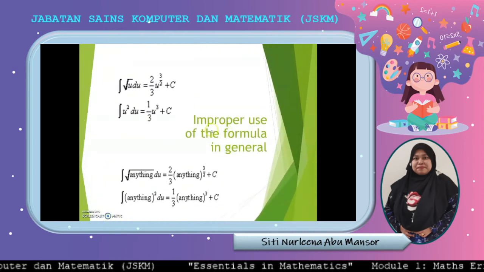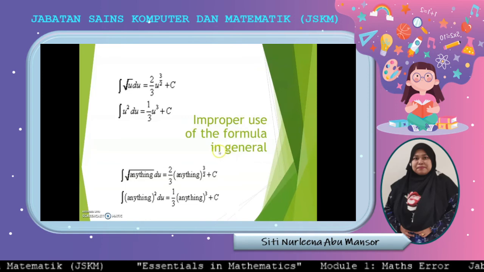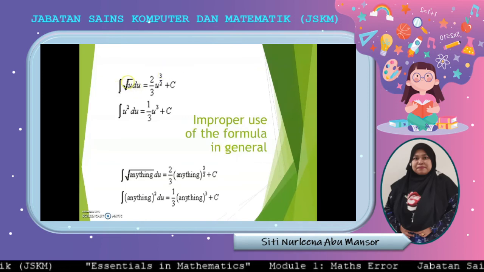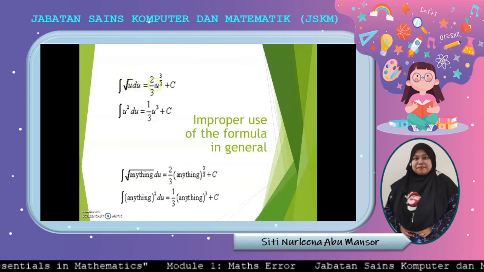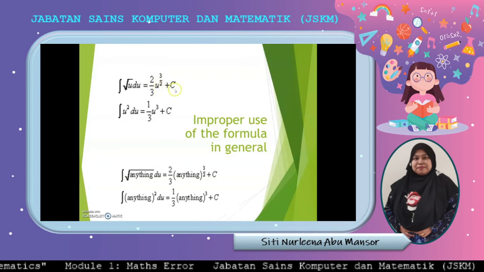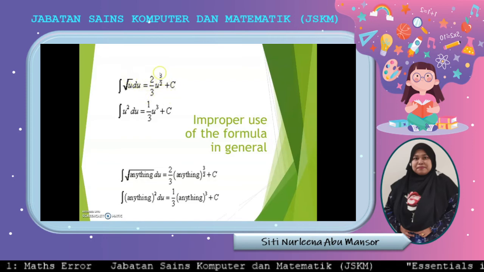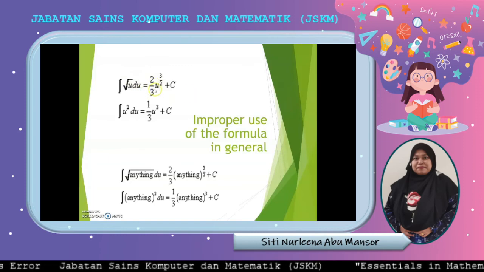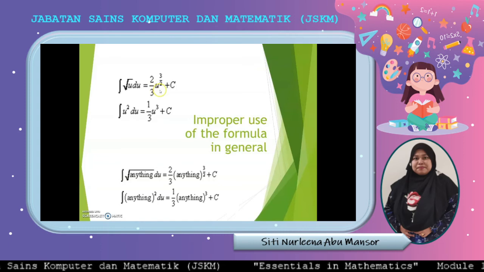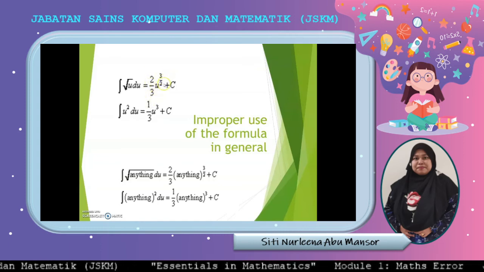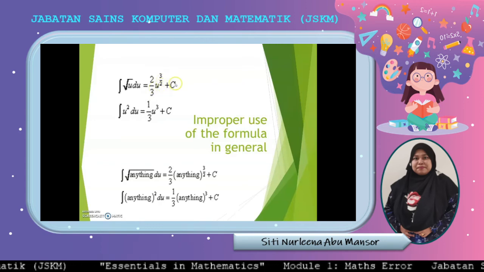Next, improper use of the formula in general. Let's say here we have the integration of square root of u du. The answer would be 2 over 3 u power 3 over 2 plus c. Why? Because we add 1 to the power of 1 over 2 and divide by 3 over 2, so we get 2 over 3 u power 3 over 2 plus c.